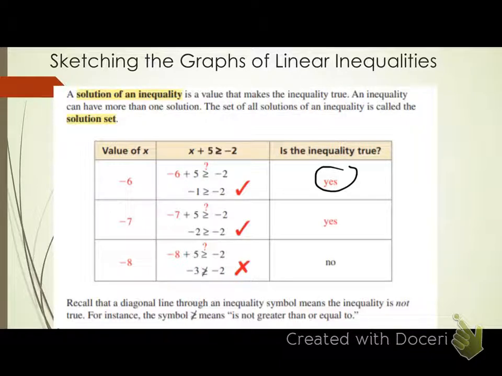Plugging in negative 7. Negative 7 plus 5 is greater than or equal to negative 2. Negative 7 plus 5 is negative 2. So I'm asking myself, is negative 2 greater than or equal to negative 2 a true statement? It is, since negative 2 equals negative 2. So yes, it makes the inequality true. So negative 7 would be a solution to the inequality.